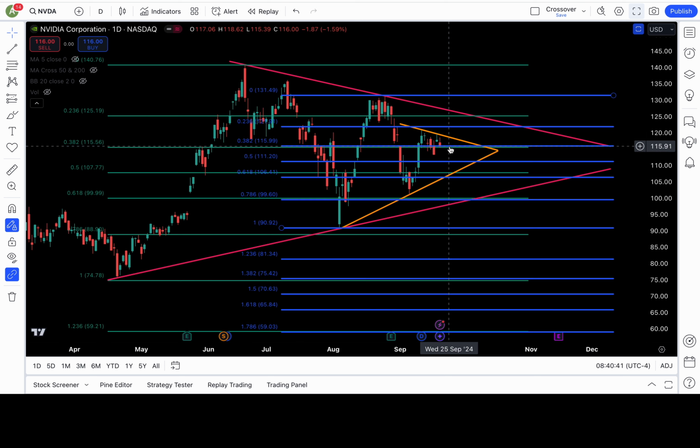NVDA needs to break down 116 once again. It failed to do that last Friday and Thursday, okay? But if it does, 113 will definitely be in play. We could have a potential M pattern playing out here if it breaks down 113. That's the previous low from September 18.